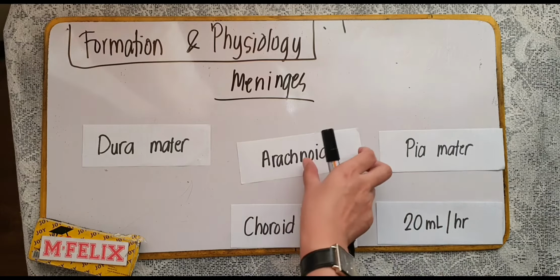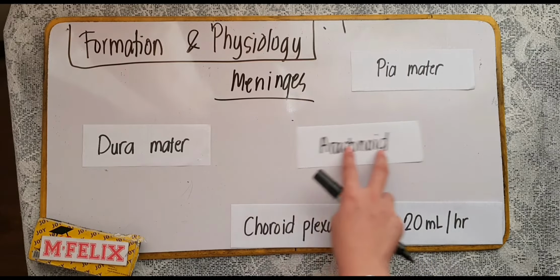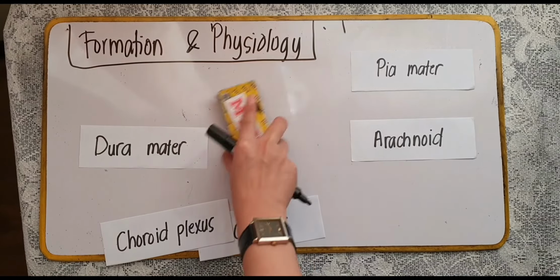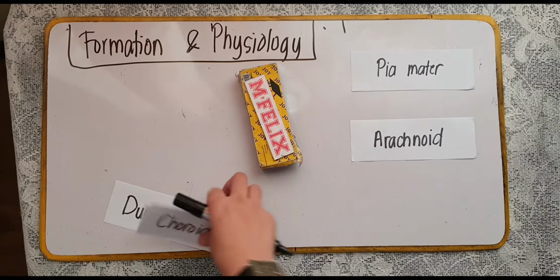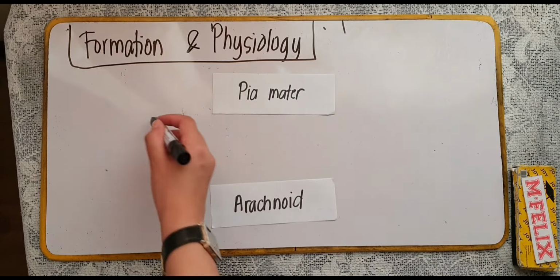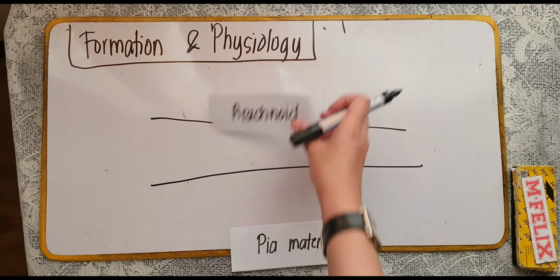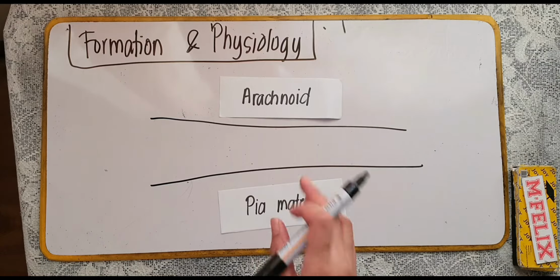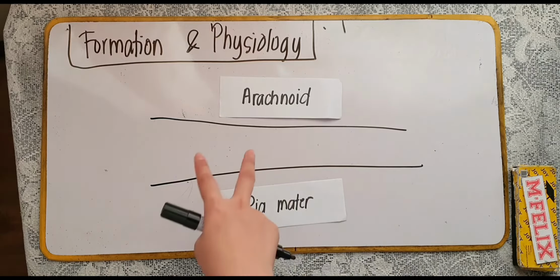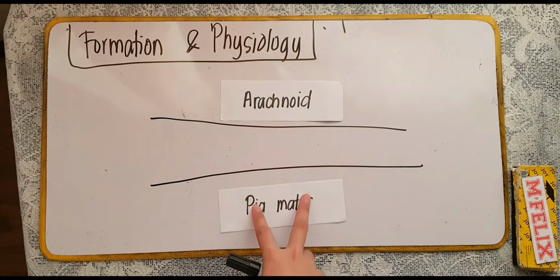So if we imagine it, here is the pia mater, which is the inner membrane, and this is the arachnoid, and here is the subarachnoid space. Again, the fluid flows through the subarachnoid spaces located between the arachnoid and the pia mater.